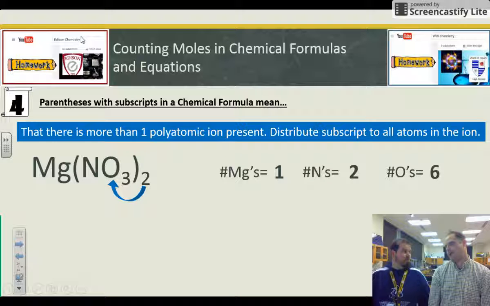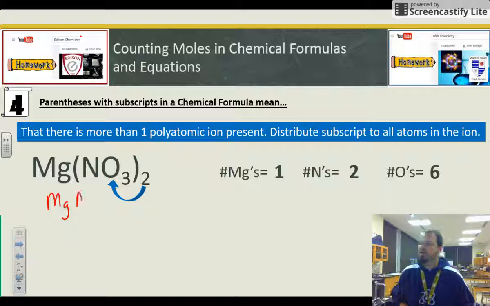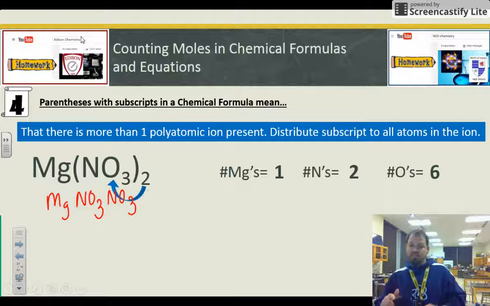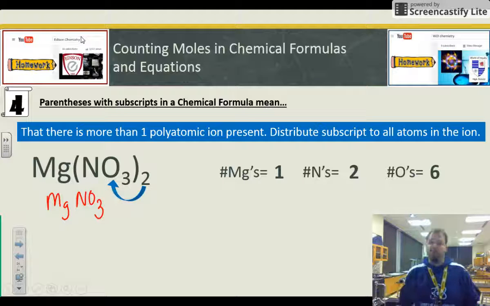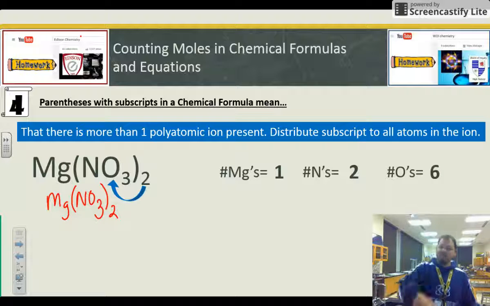And if you need to write NO3 twice to get it for the first few times, go ahead. Go ahead and show me. You'd write MgNO3 NO3. That might make it a little bit easier to count, but it's easier to write NO3 in parentheses with a little 2 than writing NO3 twice. What he just wrote there on the board means the exact same thing.